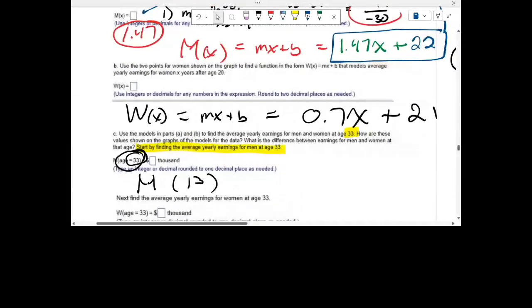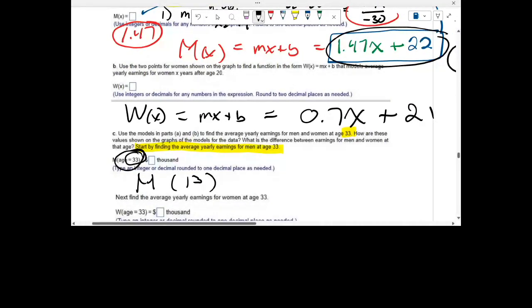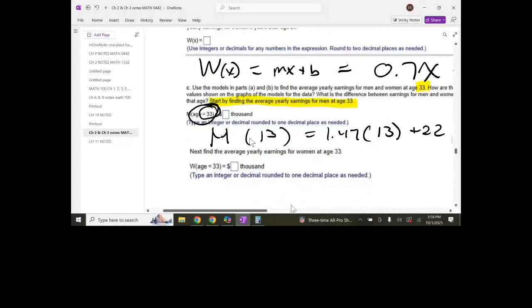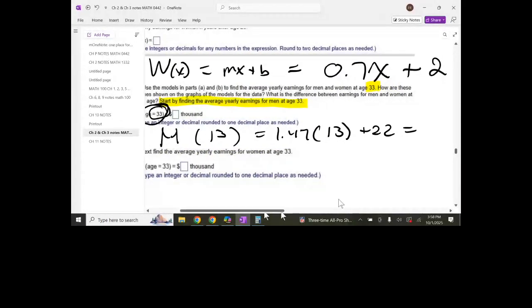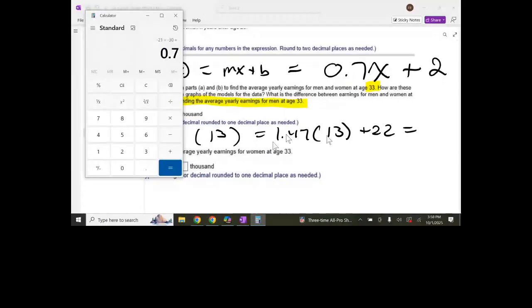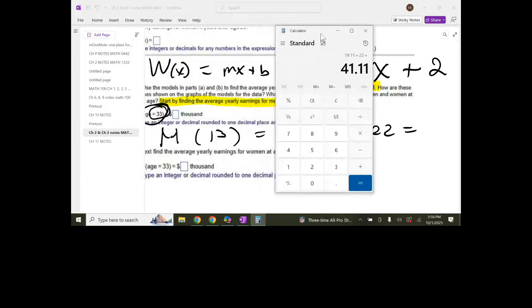So I'm going to come back to this problem right here, and where we have the letter X, we're going to put the number 13. Let me get my calculator. The first thing I'm going to do is take 1.47 times 13. That's 19.11. And then I'm going to add 22 to it. And I'm coming up with 41.11.